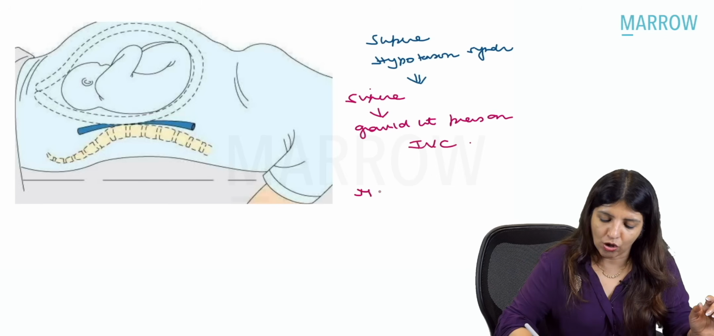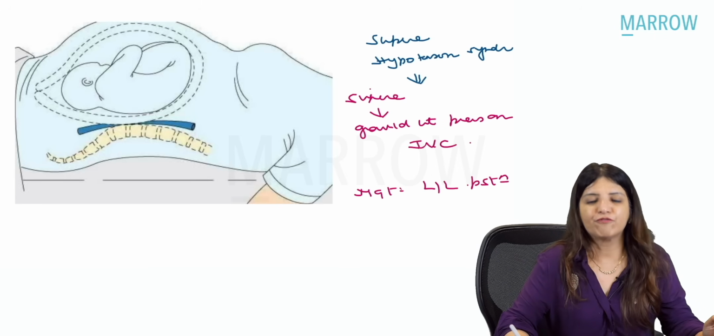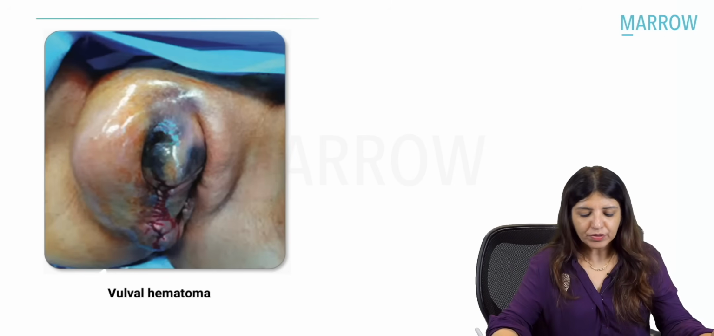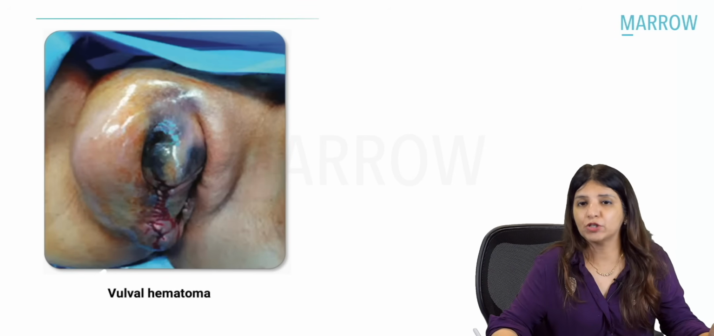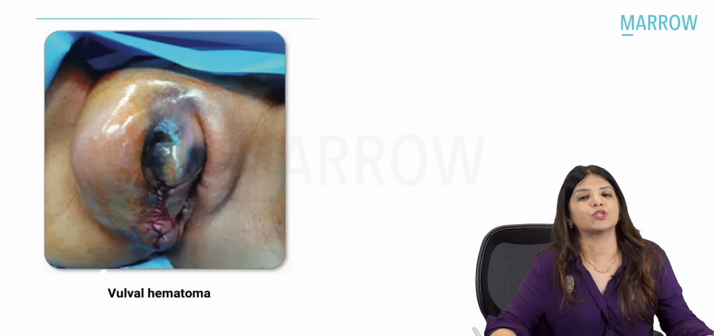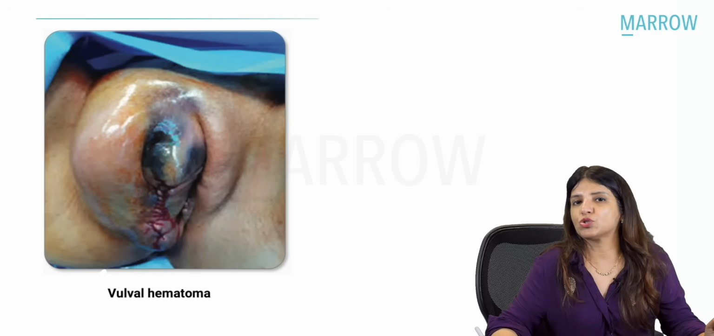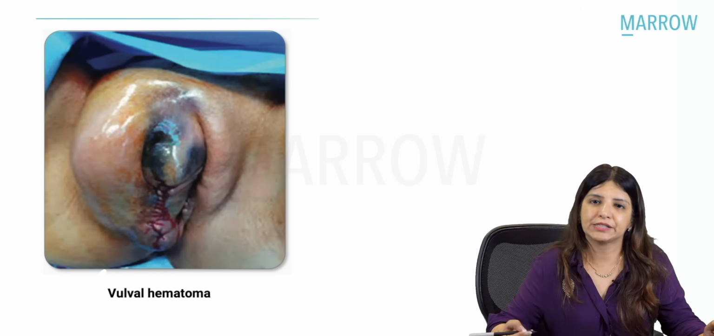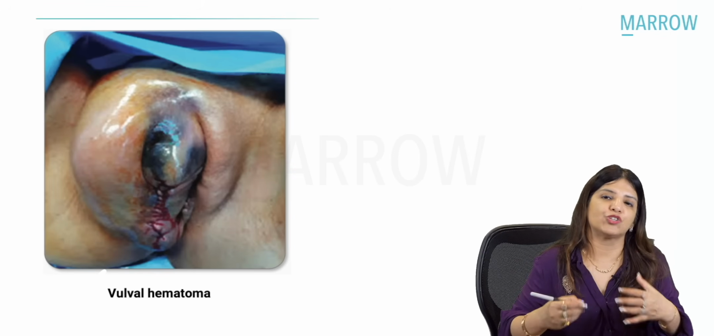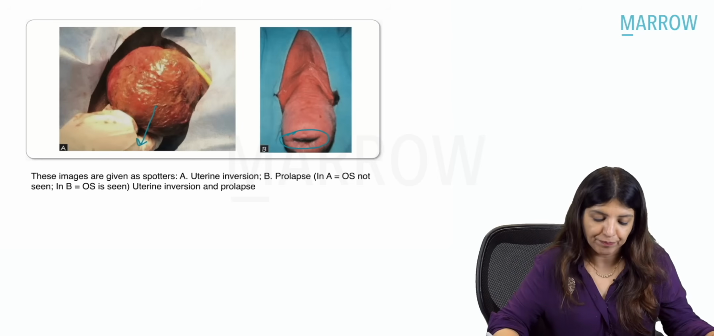The management of this condition is you have to shift the patient to left lateral position. This over here is an image which is showing you a vulval hematoma. Vulval hematoma is going to involve pudendal artery, right? And patient is going to have pain after delivery, and there will be difficulty in passing urine. If there is active bleeding going on, then your patient may also go into shock.